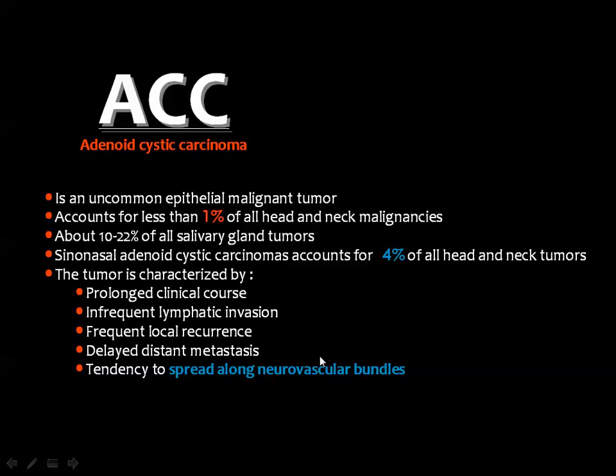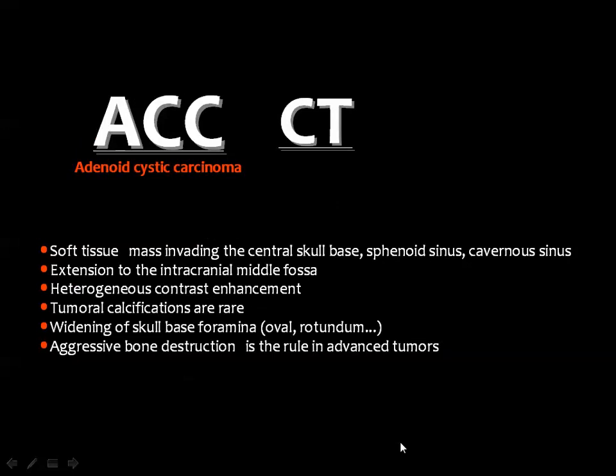This tumor also can invade the lymphatics. It has a frequent local recurrence and delayed distant metastasis. The two important features are the long clinical course and the perineural tumor spread. These lesions usually present with non-specific imaging criteria. You will see a mass of soft tissue density, of course.